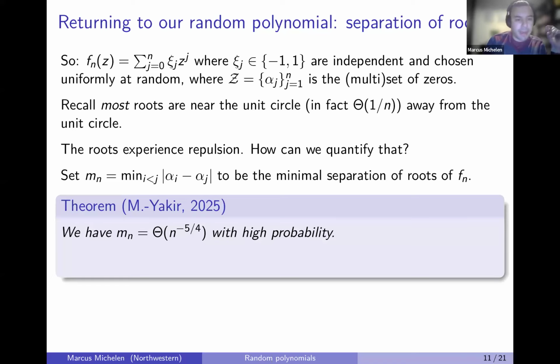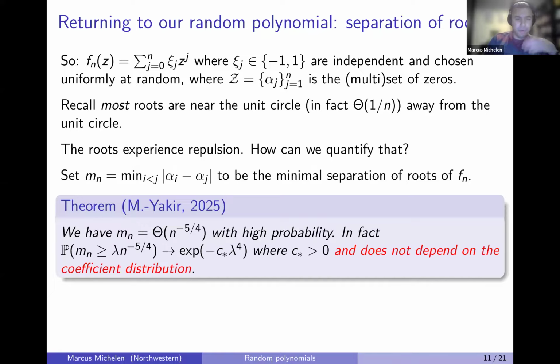So first we proved that Mn is on the order of n to the -5/4 with high probability. And in particular, we proved that we have a limit law for what happens when you rescale. So it converges to e to the -c lambda to the 4th. If you're teaching some statistics class, you might know the name of this random variable, which I never remember. It's a Weibull-type exponential random variable. I also want to note that this c doesn't depend on the distribution of coefficients, and we prove this for mean 0, variance 1, and a good enough tail bound.